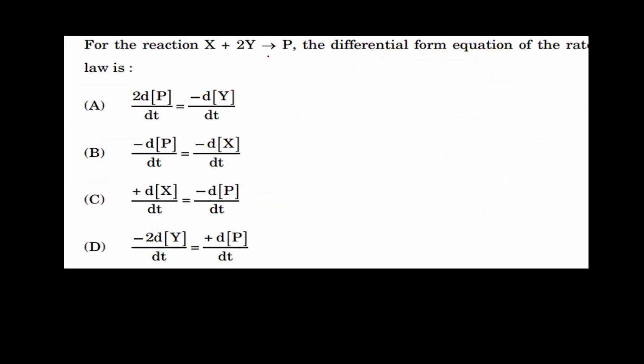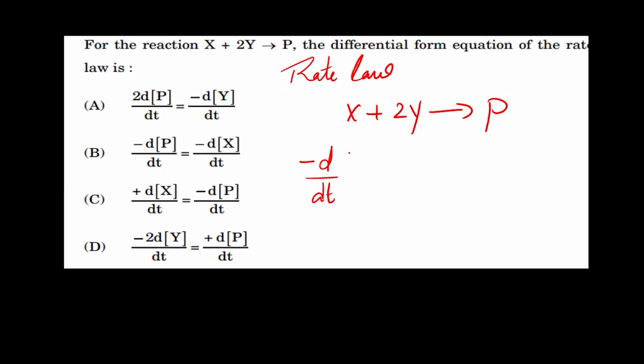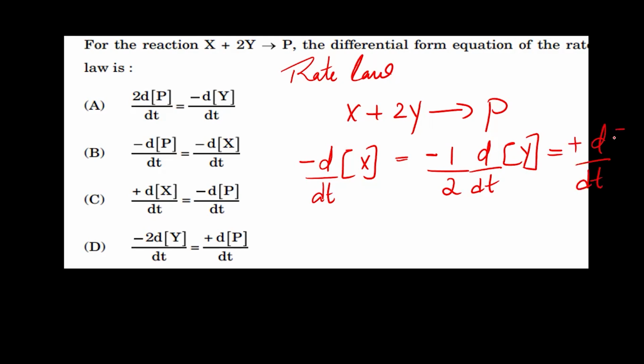For the reaction X plus 2Y giving P, the differential form equation of the rate law. So how are we finding the differential rate law equation? This is our equation given, X plus 2Y gives P. Rate of formation of P and rate of consumption of X and Y. How will you write the differential equation? Since X and Y are decreasing, it will become minus d by dt of concentration of X, equal to minus, here 2 is there, so it will become 1 by 2 d by dt of concentration of Y, that is equal to formation of P, that is plus d by dt of concentration of P.